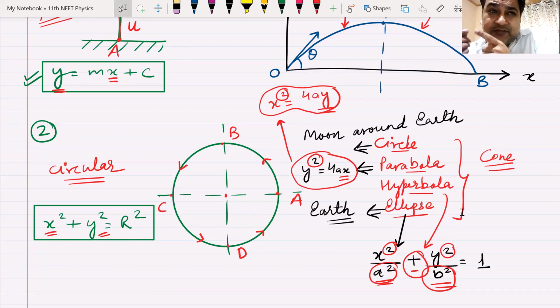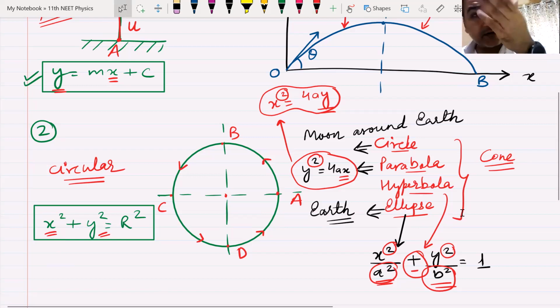If you know the value of x, you can find the value of y. Equation of a straight line will tell you how the straight line is. What is the slope of this straight line? How is this particle going? When x is 0, how much is y? When y is 0, how much is x? You can find out all these values from the equation.